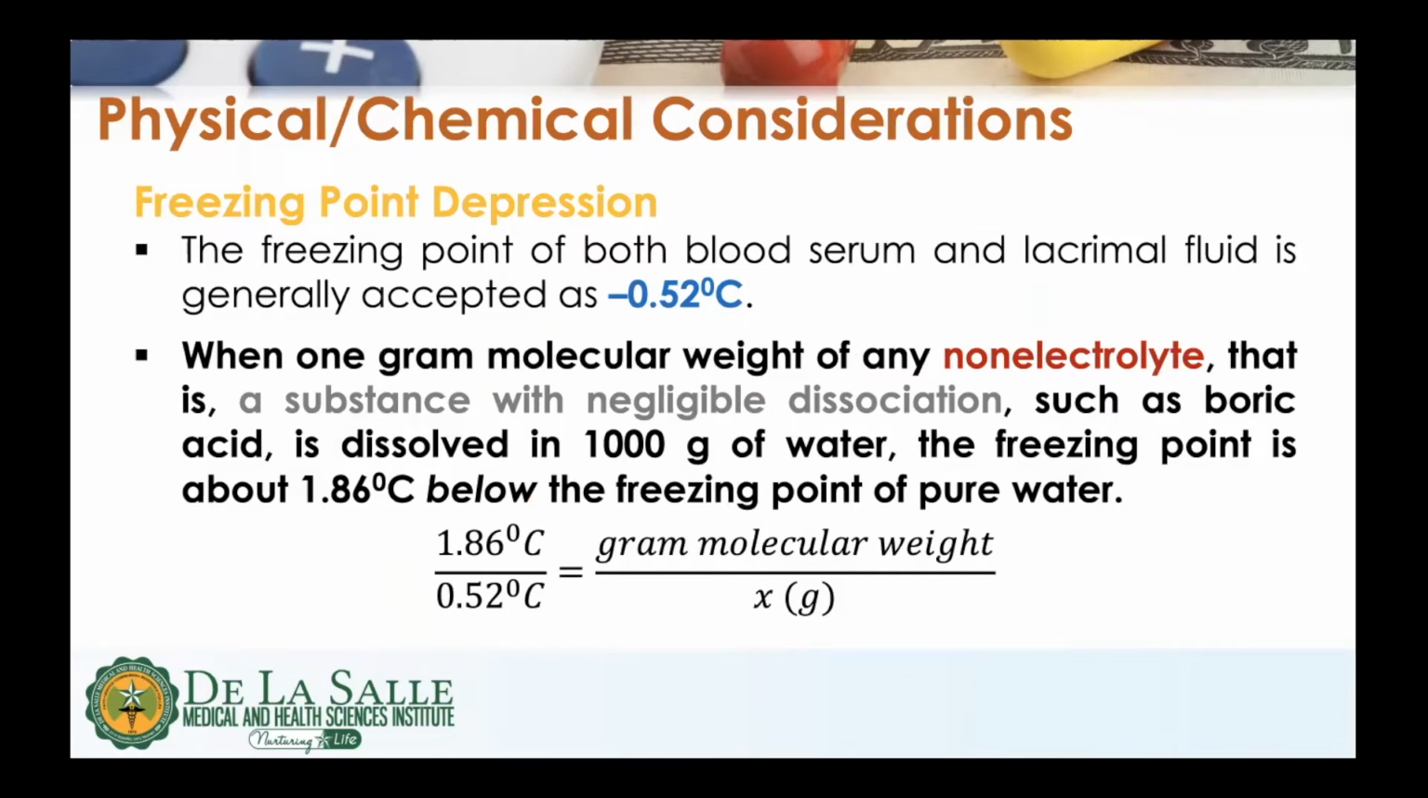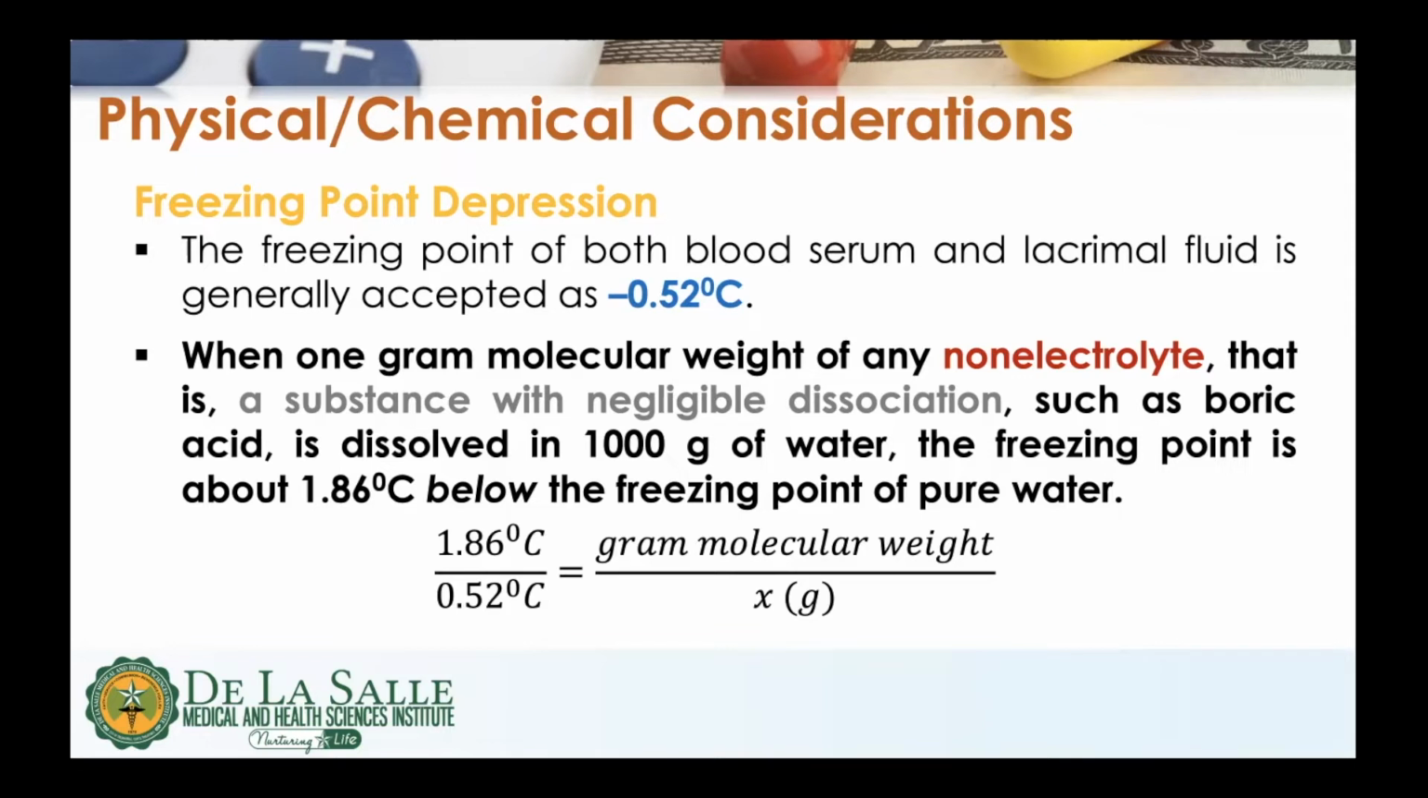The calculations involved in preparing isotonic solutions may be made in terms of data relating to the colligative properties of solutions. Theoretically, any one of these properties may be used as a basis for determining tonicity. Practically and most conveniently, a comparison of freezing points is used for this purpose. It is generally accepted that negative 0.52 degrees Celsius is the freezing point of both blood serum and lacrimal fluid.